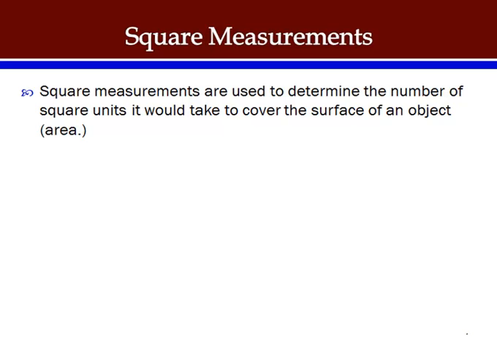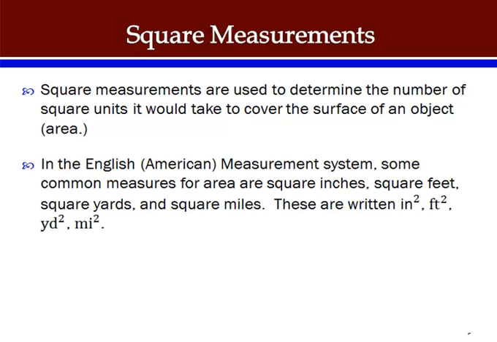So unlike perimeter, where we're going around the edges of an object, we're interested in how many square units it would take to cover the entire object. And in the English measurement system, some common measures for area are square inches, square feet, square yards, and square miles. And we use an exponent to write these. So for square inches, we write inches to the second power, feet to the second power, yards to the second power, and miles to the second power. But when we read these, we say square inches, square feet, square yards, square miles. So we say the square first.